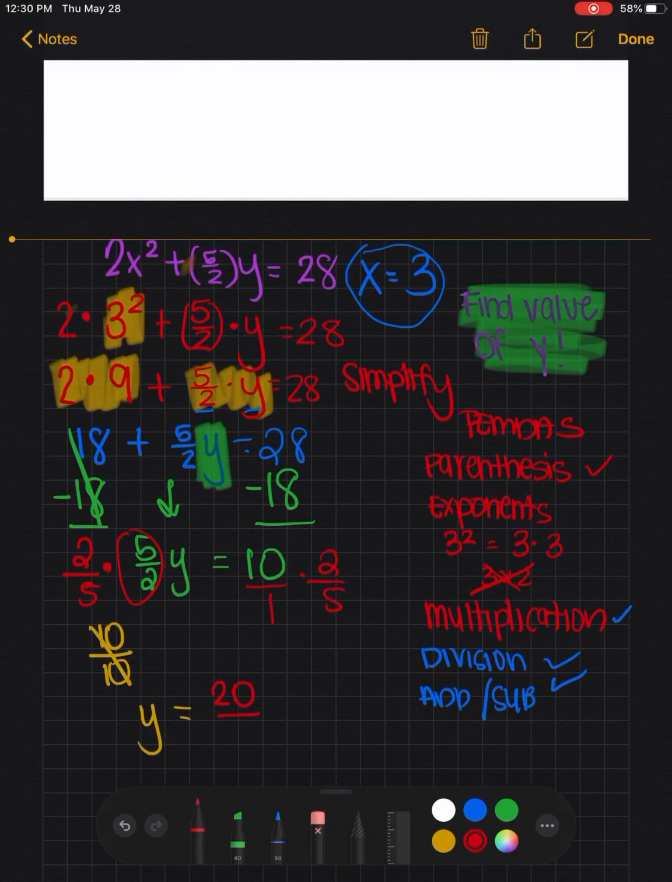So we multiply the numerators: 10 times 2 is 20. And we multiply the denominators: 5 times 1 is 5. Now we have the fraction, y is equal to 20 over 5. We need to simplify that fraction. 5 goes into 20 4 times. So y is equal to 4.